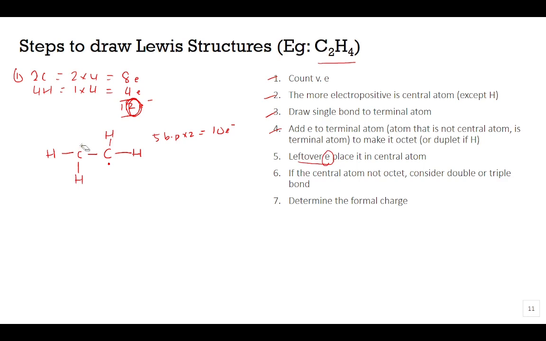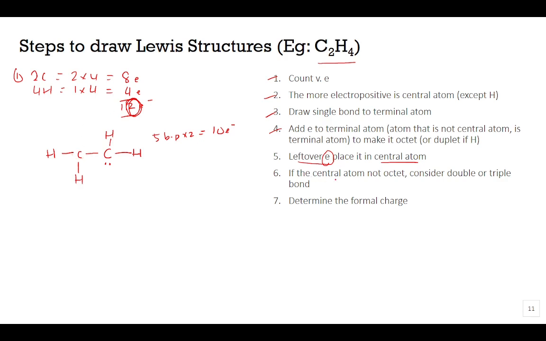So we need to do something like this. You need to put both of the electrons at the central atom. So this one becomes octet now: 1, 2, 3, 4, 5, 6, 7, 8. This one is octet, but this one is not octet: 1, 2, 3, 4, 5, 6. Only 6 electrons at the carbon on the left here. So what can we do?